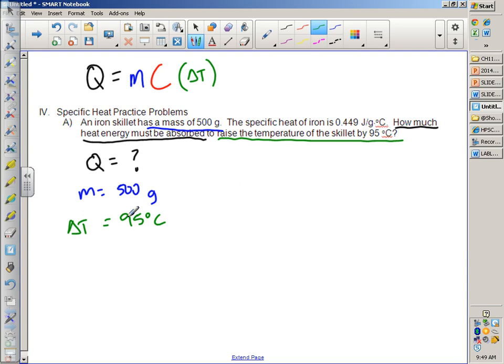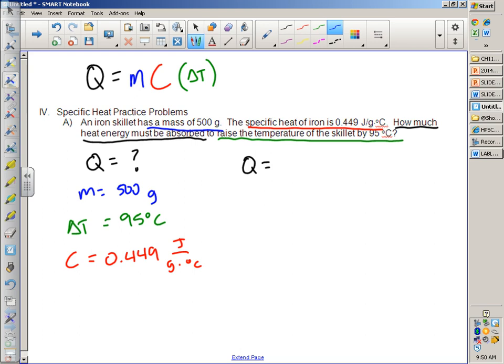And then, one more thing they gave us to work with in this problem. What else? Specific heat of iron is 0.449. So that's the C value. C representing the specific heat in this equation. And then joules. Now this unit is written kind of weird. I would write it like this as a fraction with joules on the top and then grams times degrees C on the bottom. Okay? Good there?